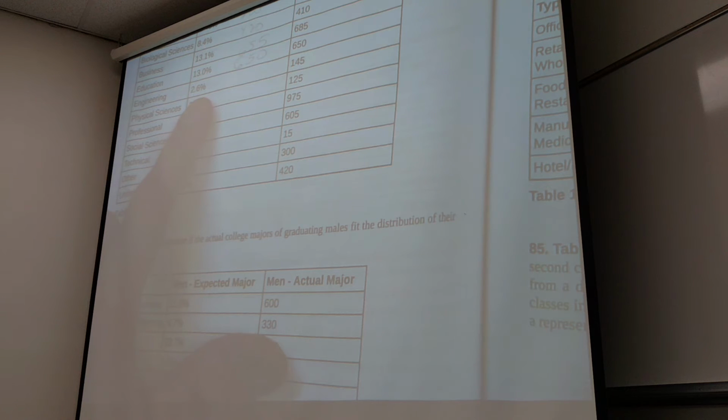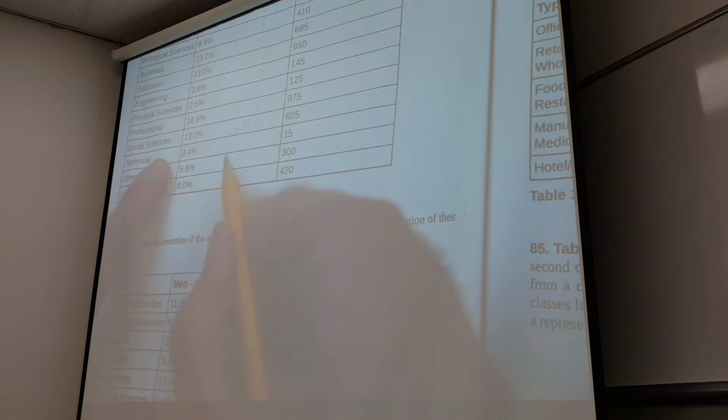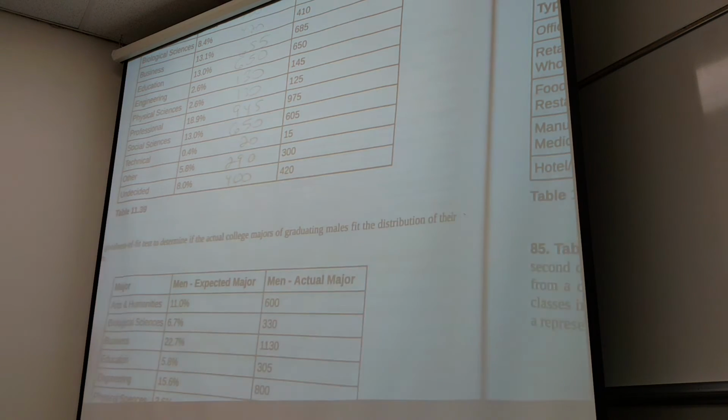So the first thing you have to do is change it into how many, the number you expect. So 2.6%, 130. 18.9%, 945. We had 13 once before. 0.4%, 20. 5.8%, 290, and 8%, 400.